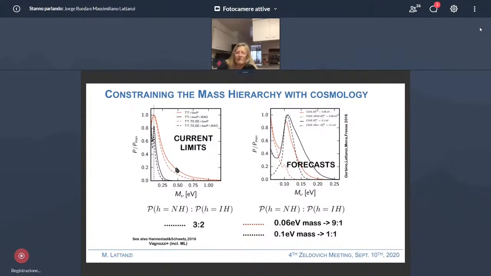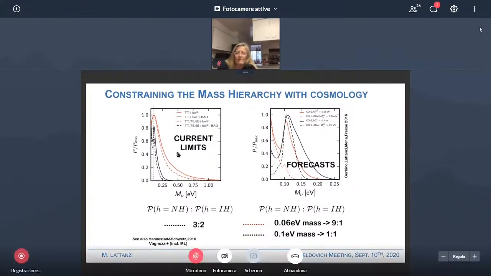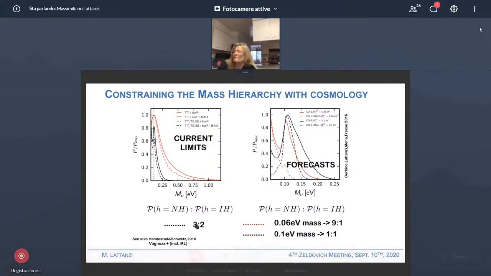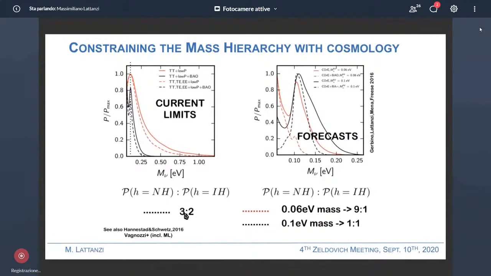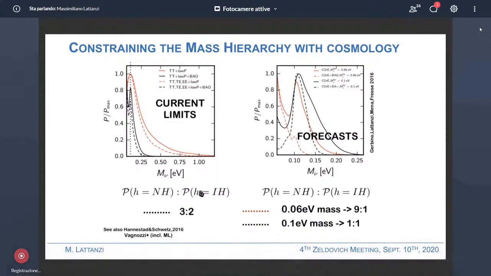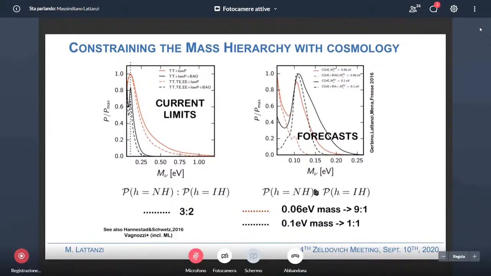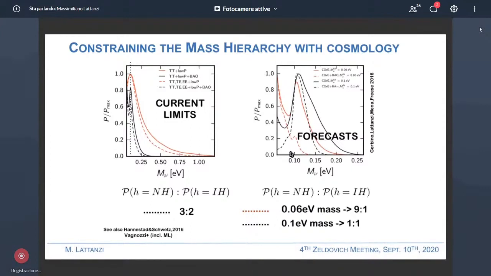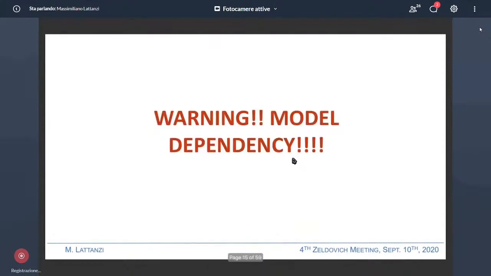Sorry? 5 minutes left. Okay, and if you analyze this data, it is telling you that the normal hierarchy is favored over the inverted hierarchy by current data with odds of 3 to 2. That is basically at the 1 sigma level. And future data, shown on the right part of the plot, can increase the significance up to basically 10 to 1 if the mass is the minimal mass allowed by normal hierarchy.